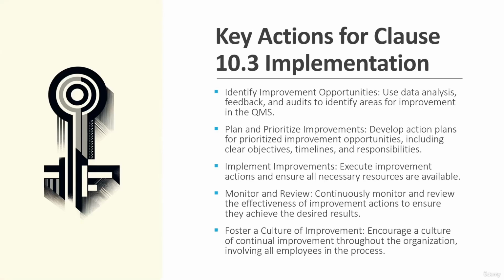A quick wrap up of this subclause. First thing is you need to identify improvement opportunities. Then you need to plan and prioritize those. There is a possibility that you might identify, let's say, 50 improvement opportunities, but then you cannot work on everything. So you might have to prioritize and plan.